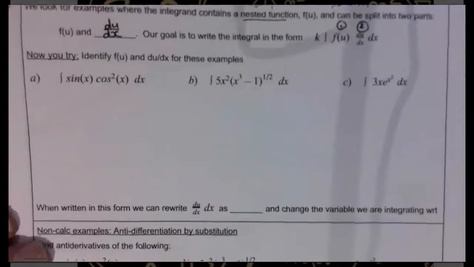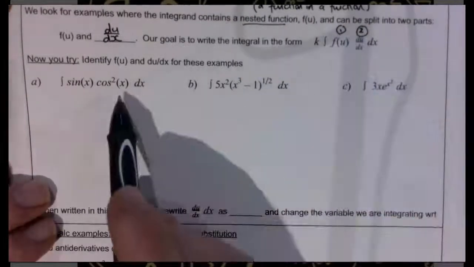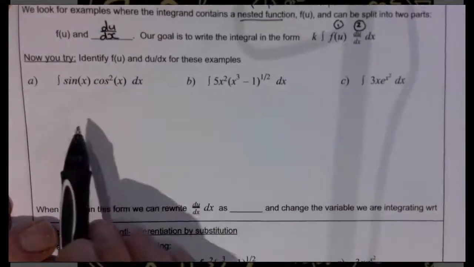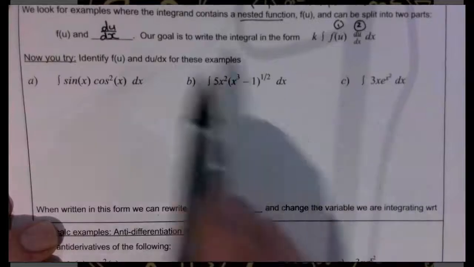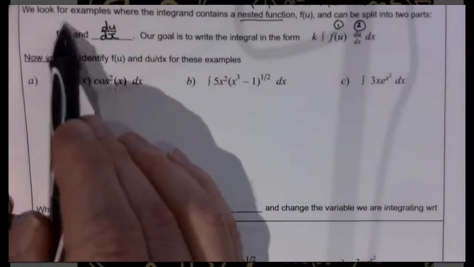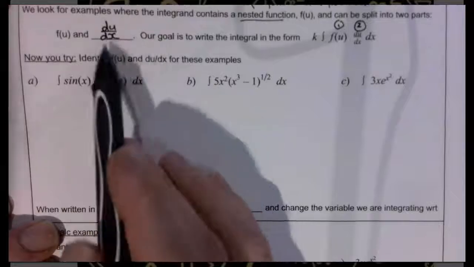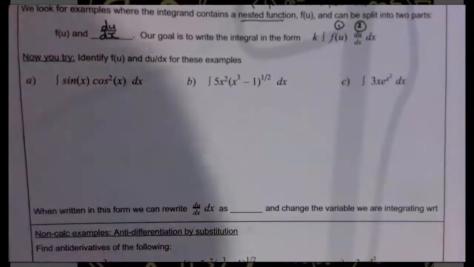So the first thing we're going to do is try and spot these parts. For these three questions, what I'd like you to do is pause the video and try and split each expression up into two parts, one of which is a nested function, f of u, and the other one is the derivative du by dx. Have a go at those, and then I'll show you what I mean.